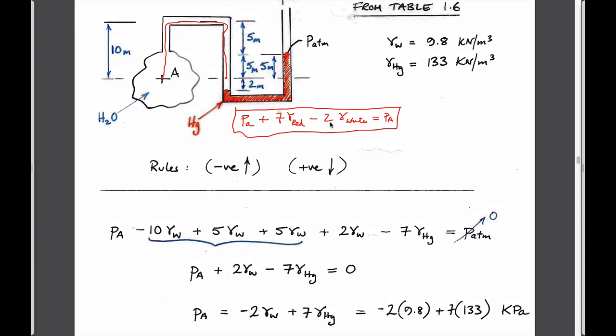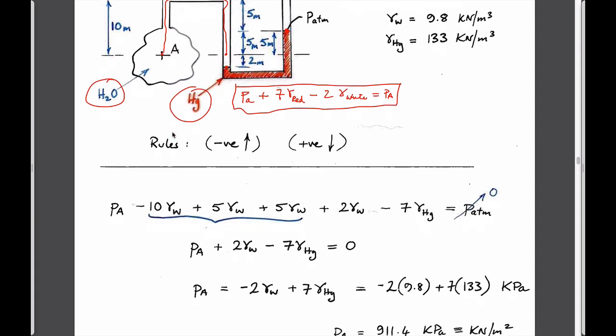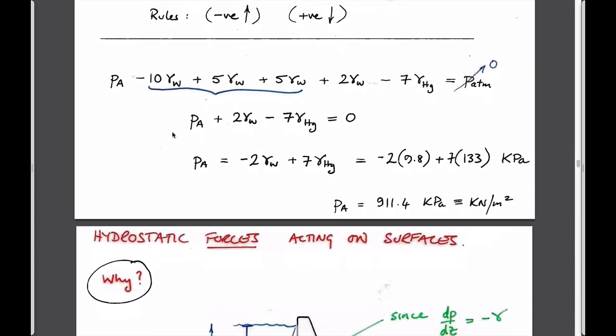Yes, gamma gas is labeled here. I didn't look very closely, but it's not in this particular case. I don't know that you need to know that mercury is 13 times the density of water, but that's just something that pops into mind.